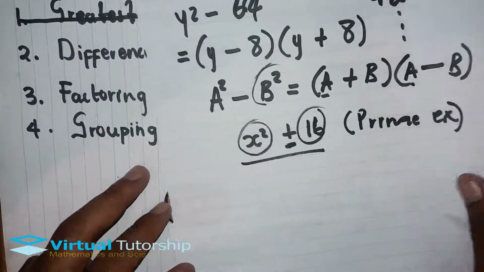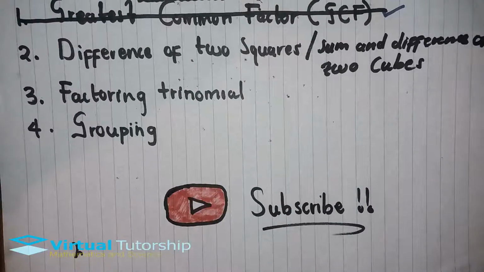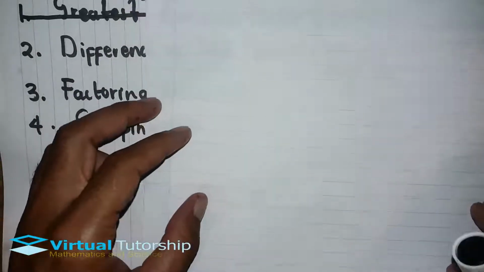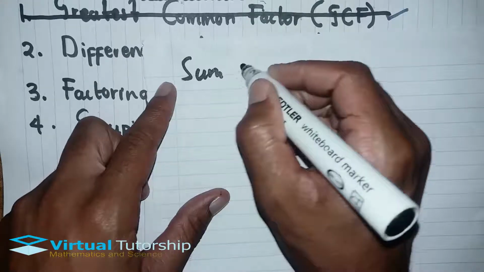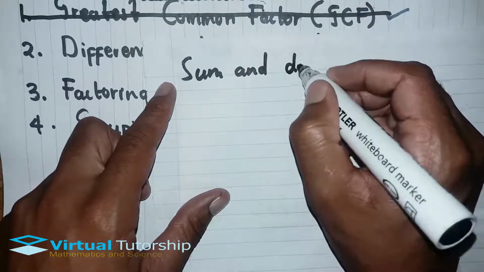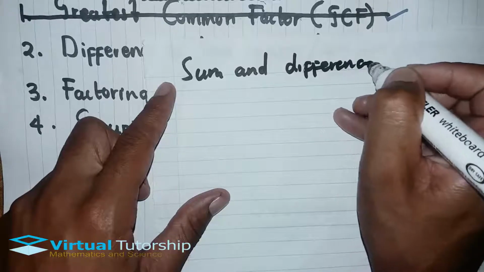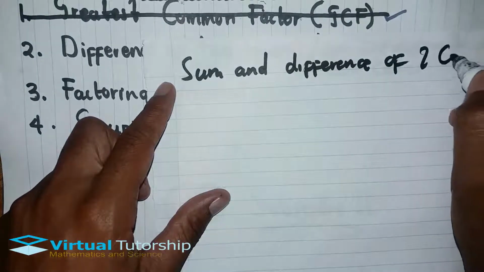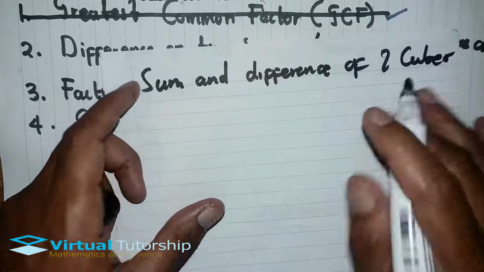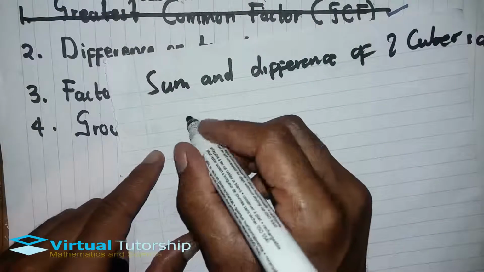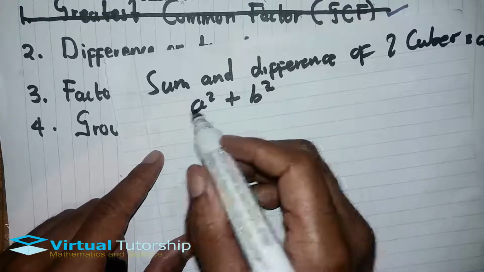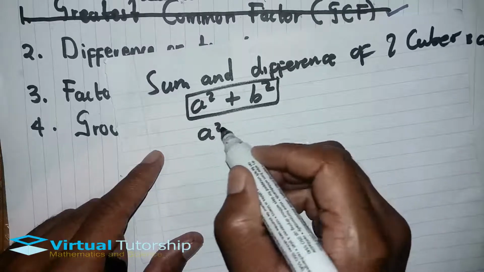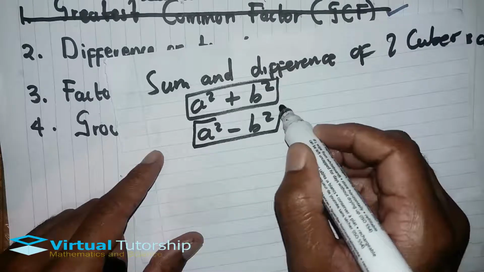Okay, let's focus on cubes. Now cubes, you know, the sum and difference of two cubes. Unlike with squares, I'm not saying the sum of two squares is solvable, it is not solvable in this solution.